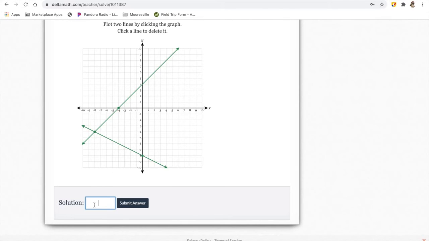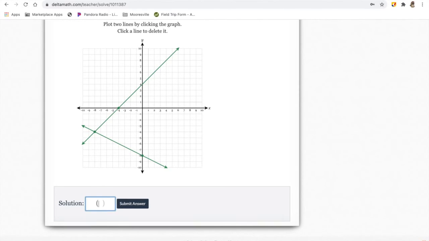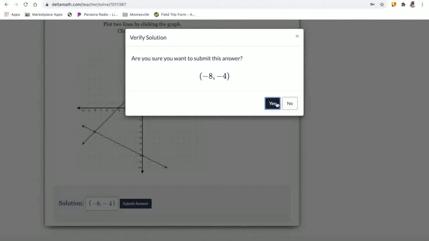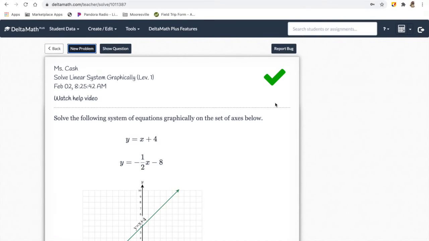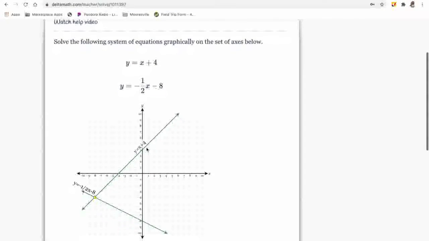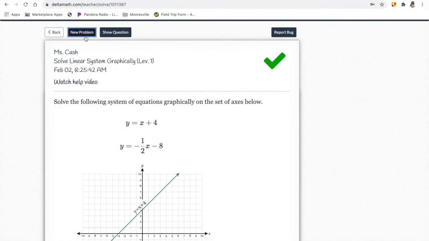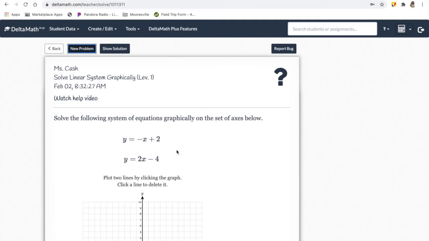So I'm going to go down here to the solution, and I'm going to type in -8, -4. I type it in as an ordered pair with the parentheses. I submit the answer. I tell it yes, and we got it right. So that's how you do those questions. Let's do one more. I'm going to do this a little quicker.